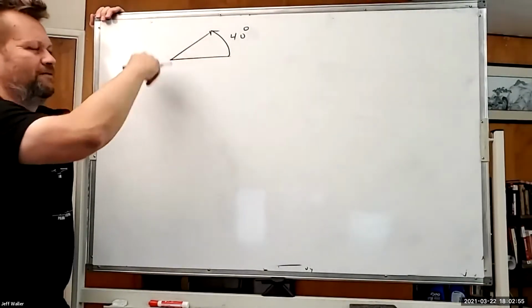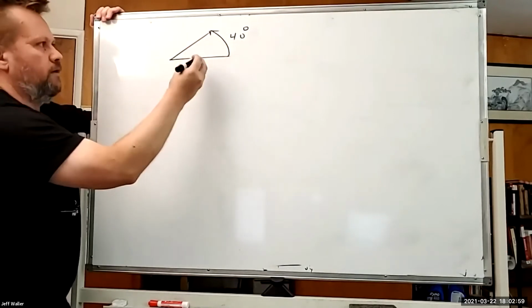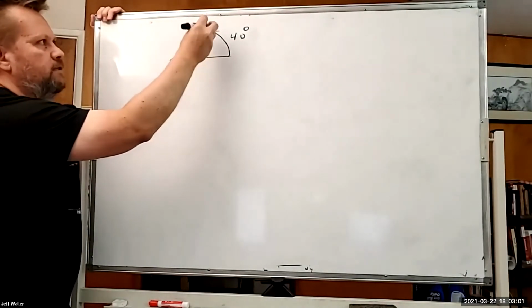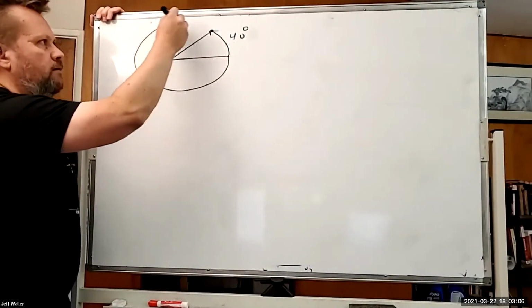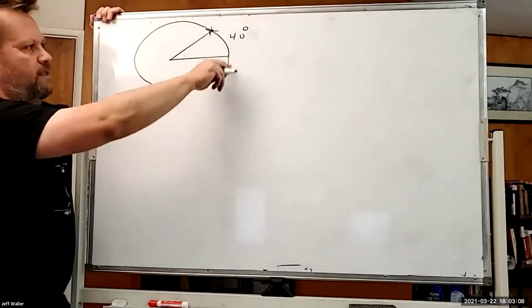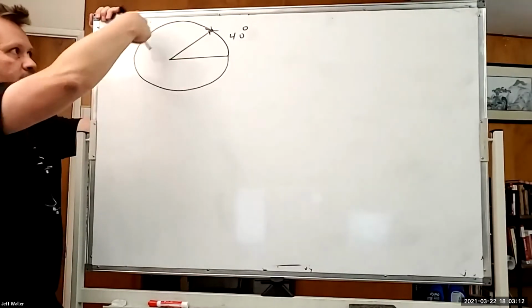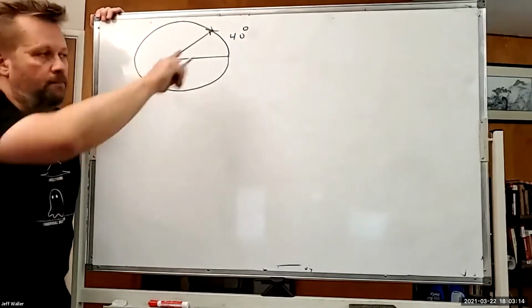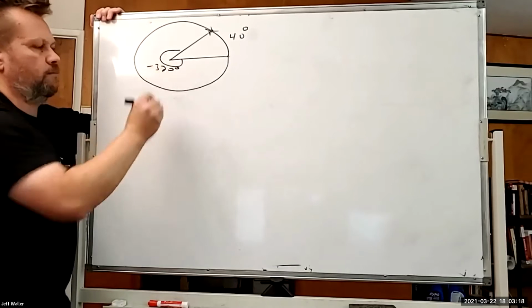Yes. Okay. Counterclockwise. It's a positive number. What's another way to get to that point right there, if I go this way? How many degrees is that? Let me see if somebody can get that. 320. Yes, and since I went backwards, this would be negative 320.